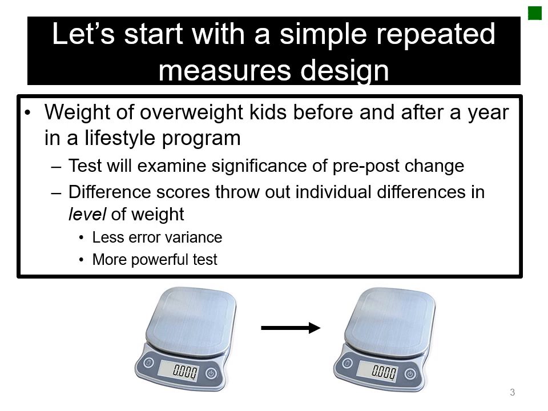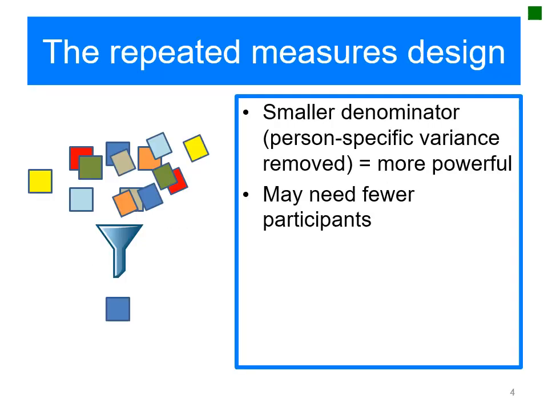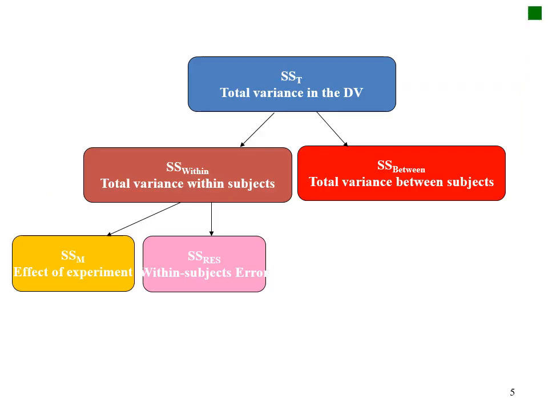Because we're only looking at differences, we're focused on within-person changes. We've thrown away variance concerned with individual differences, producing a smaller error term and a more powerful test. In addition to this power benefit of repeated measures, you may need fewer participants in a repeated measures study simply because the same people are experiencing multiple conditions.